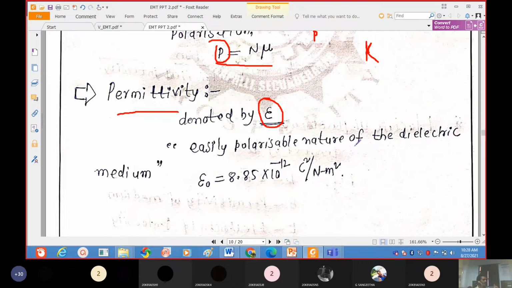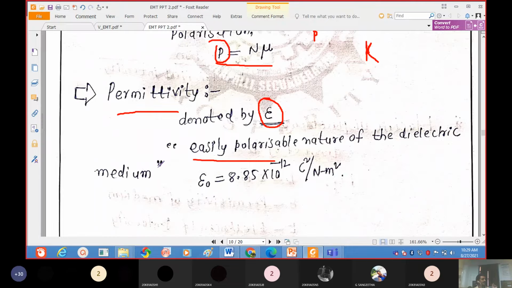So dielectric materials are polarized. What is the meaning of polarization? Separation of charge carriers is called polarization. Here, what is the definition of permittivity? It means the easily polarizable nature of a dielectric medium. That is called permittivity.